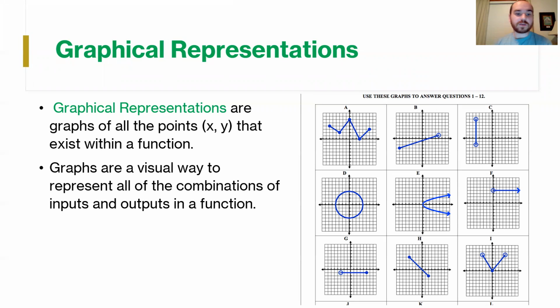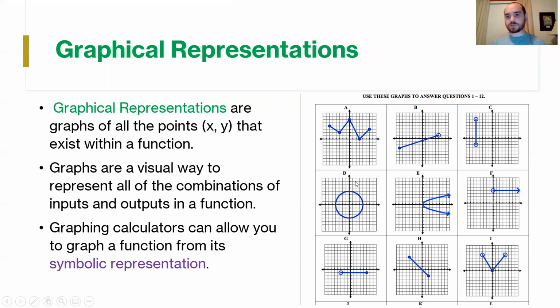But graphs are a visual way to represent all of the combinations of inputs and outputs in a function. So remember that we think of functions as x being our input, y being our output. So let's say I want to do an x value of 1 on this graph. I would come here and go up to my output, which looks like it's about 4. None of these are numbered, so it's hard to say. So input is on the x-axis and the output is on the y.